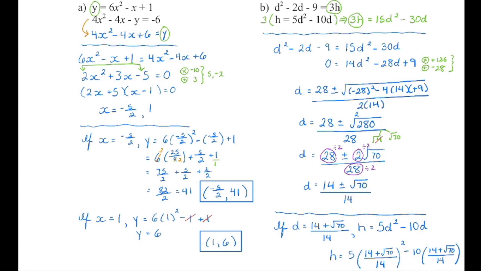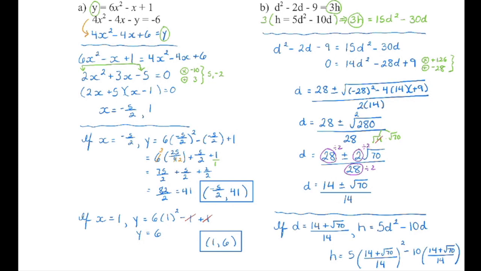store that as x in your calculator, and then I would type in 5 times the variable squared minus 10 times the variable. That will give you the h coordinate, and then do the same thing for 14 minus the square root of 70. Remember to press equals, divided by 14, store it as the variable in your calculator, and then enter that 5d squared minus 10d to get the other coordinate.